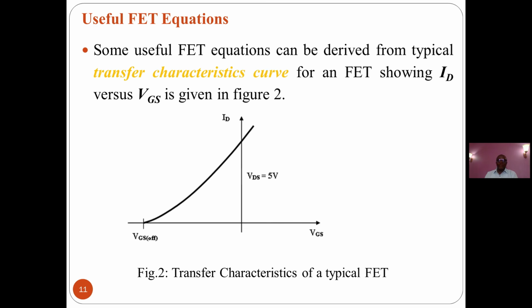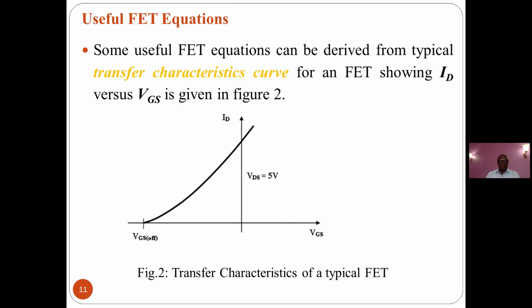Now, if you look at this Fig 2, it's a plot that starts from the saturation point where the gate source voltage is cut off and starts to pass current. That is where we have the V subscript GS(off). Now, you see the sharp rise in ID as the voltage VGS, that is gate source voltage, increases.